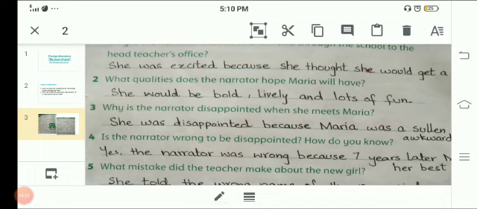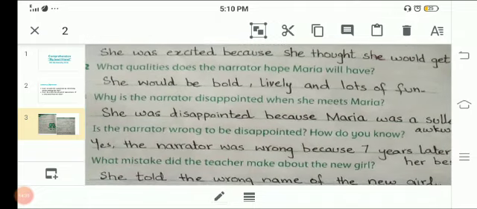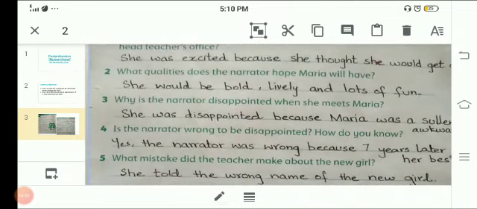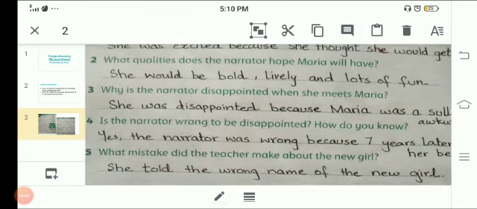Question number 3. Why is the narrator disappointed when she meets Maria? Okay, when she meets Maria, the narrator, the girl who went to bring back the new girl, when she reached there, when she meets Maria, why was she disappointed?